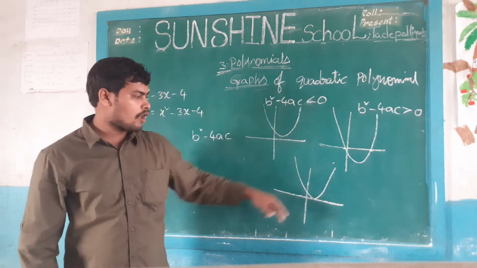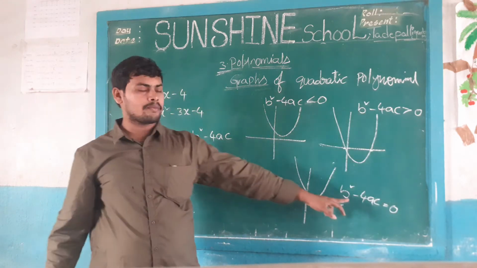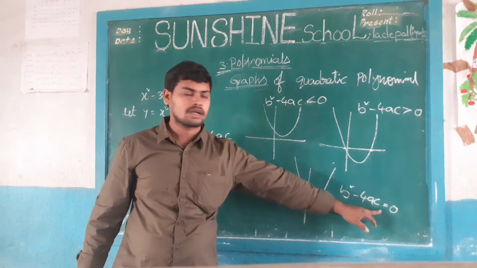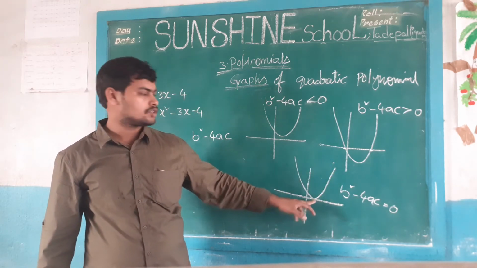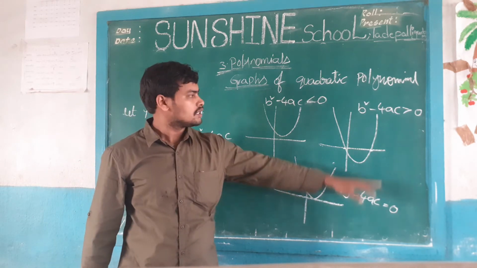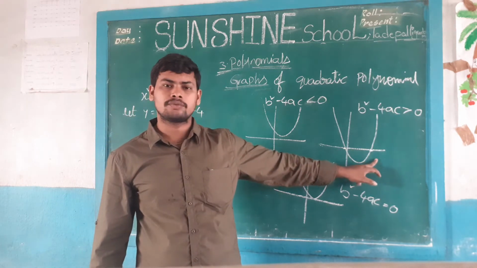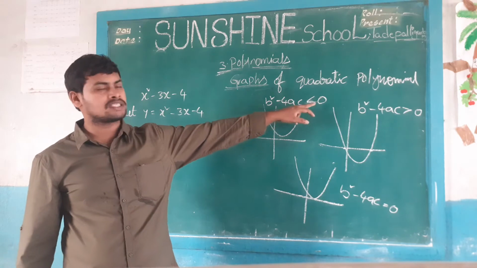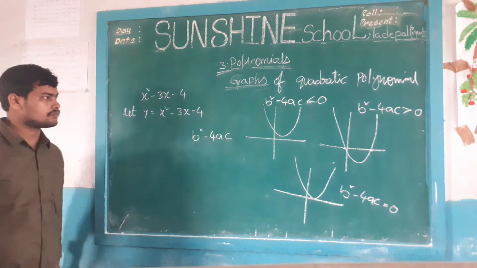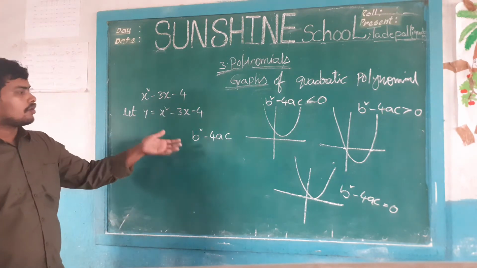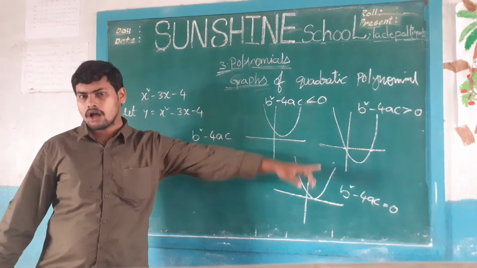Here b square minus 4ac equal to 0. This polynomial intersects the x-axis at only one point. So it is called equal roots. Here, these are different roots, so these are real and distinct roots. Here b square minus 4ac less than 0 means it does not have any zeros. First of all, you have to check whether b square minus 4ac is less than 0, greater than 0, or equal to 0.